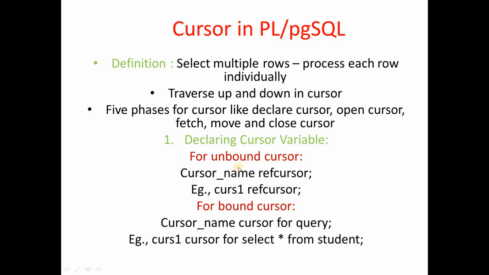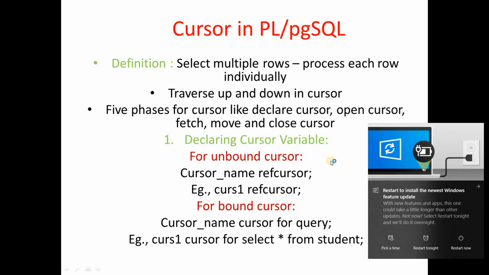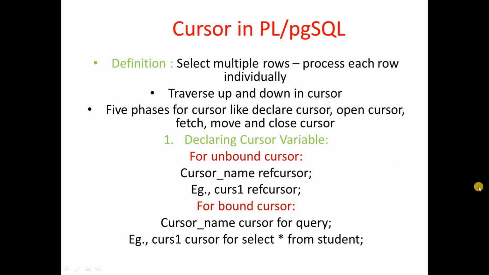So here is the syntax: cursor name, you have to provide it first, and then the data type, which is ref cursor, which indicates the variable declared here is an unbound cursor. So here is the example: we can declare a variable cursor one of type ref cursor. That means we declare a variable cursor one of unbound type.